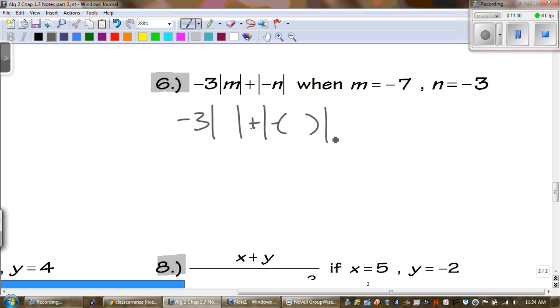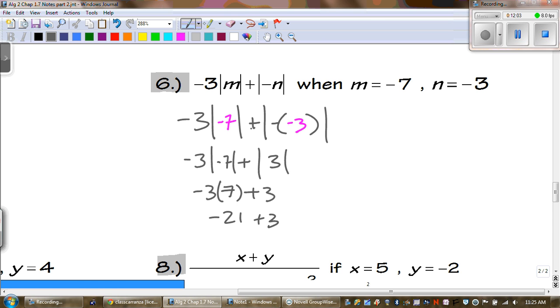Okay, so m is negative 7, and n is negative 3. So remember, we got to treat these like parentheses and do what's inside first. 2 negatives right there make that a positive, okay? And now we can take the absolute value. The absolute value of negative 7 is positive 7. And the absolute value of 3 is 3. So we have negative 3 times 7, which gives us negative 21 plus 3. And then negative 21 plus 3 gives us negative 18.